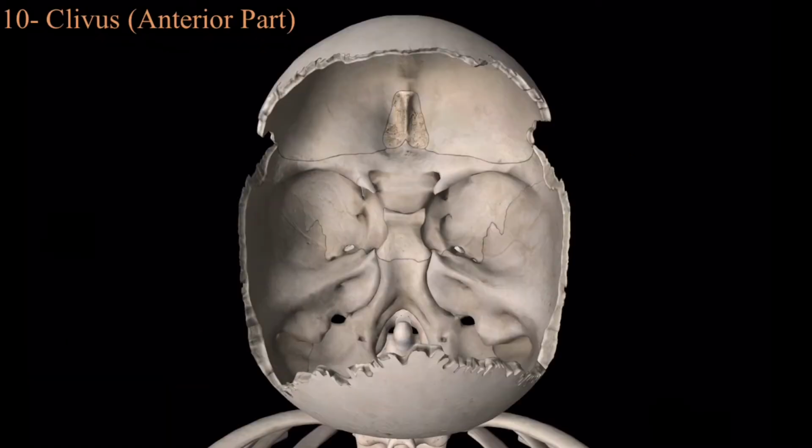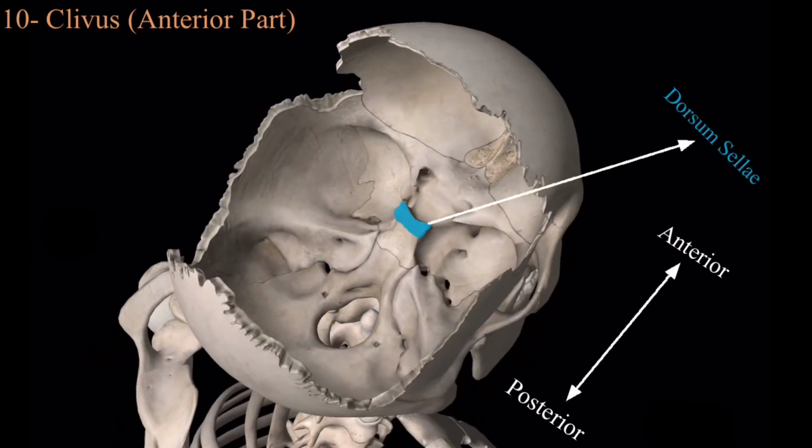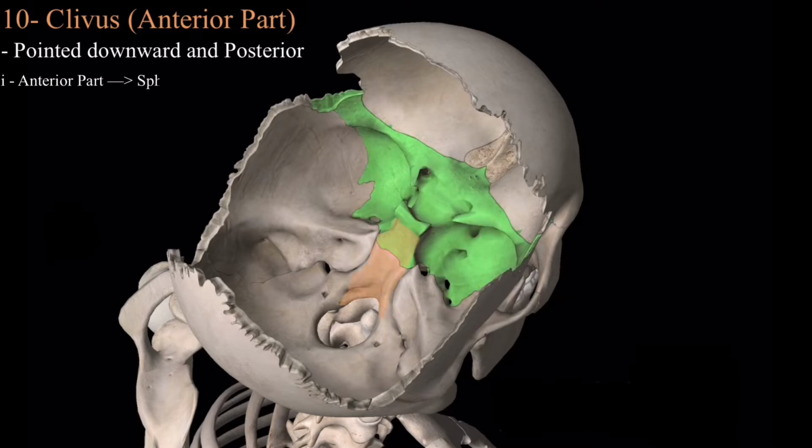In this model you can see that posterior to the dorsum sellae is a continuous sloping surface which is directed downward and posterior. This sloping surface is called the clivus. The superior part of the clivus is contributed by the sphenoid bone, while the posterior part of the clivus is contributed by the occipital bone. And this superior part of the clivus is present on the superior surface of the body of the sphenoid bone.